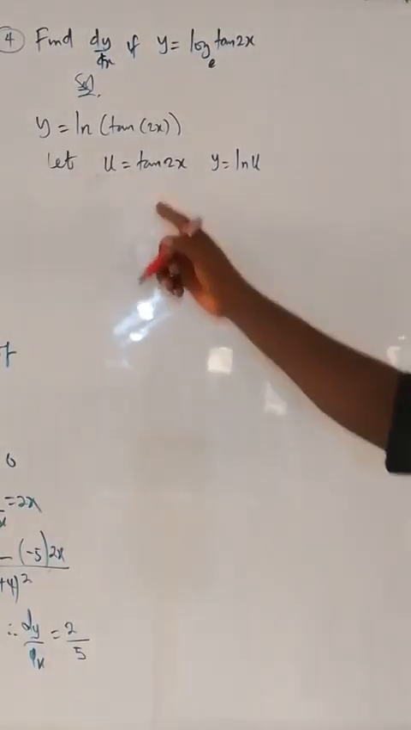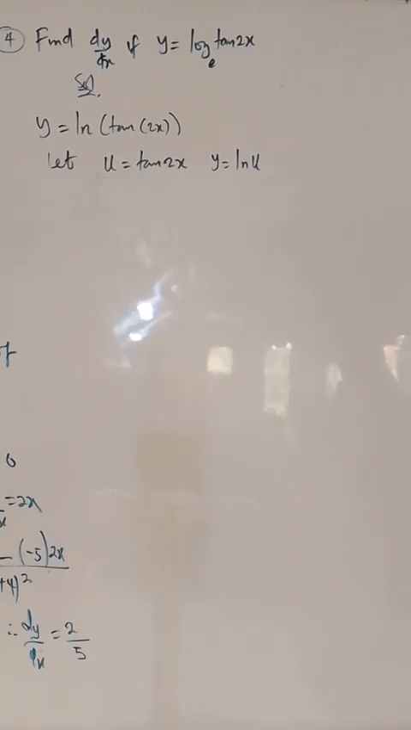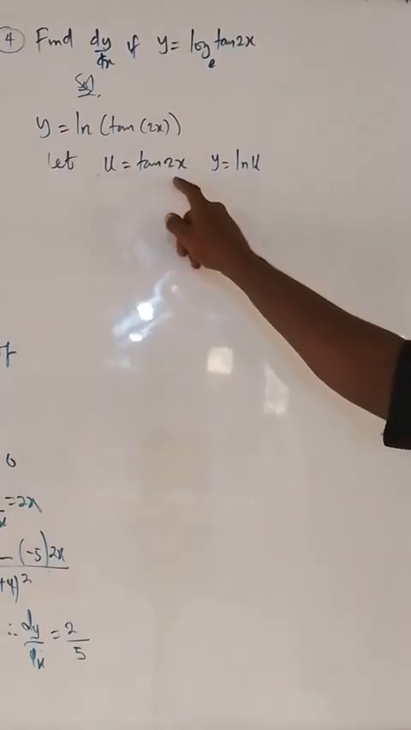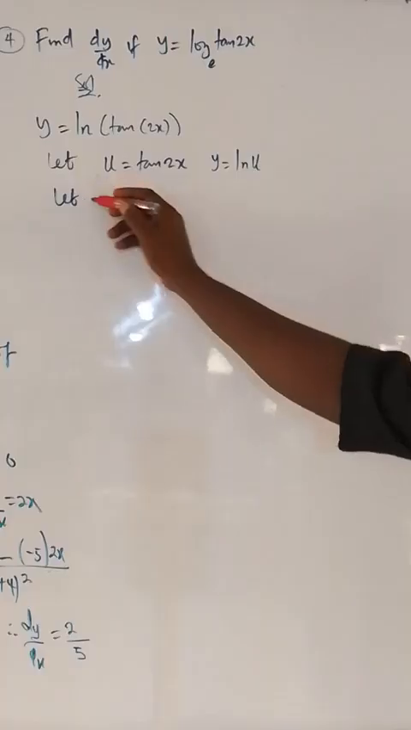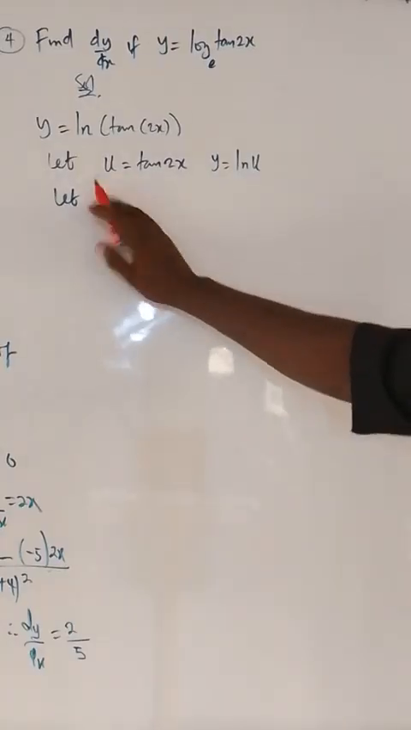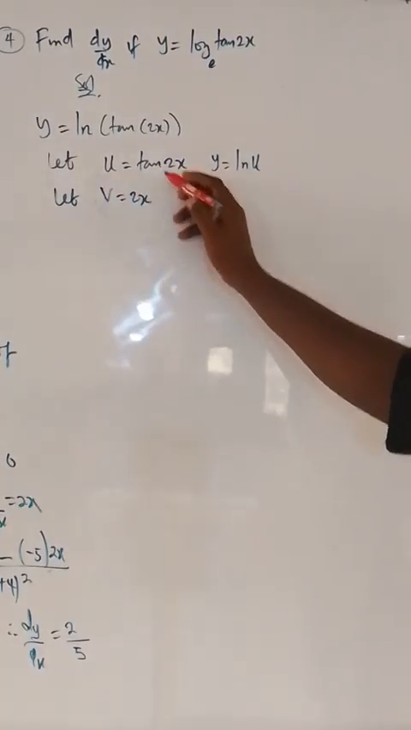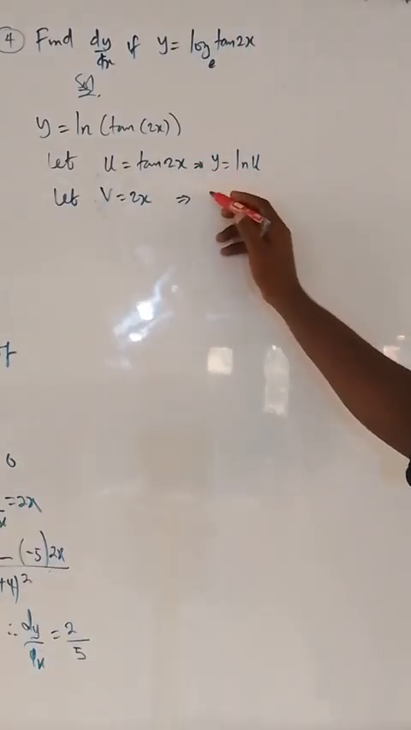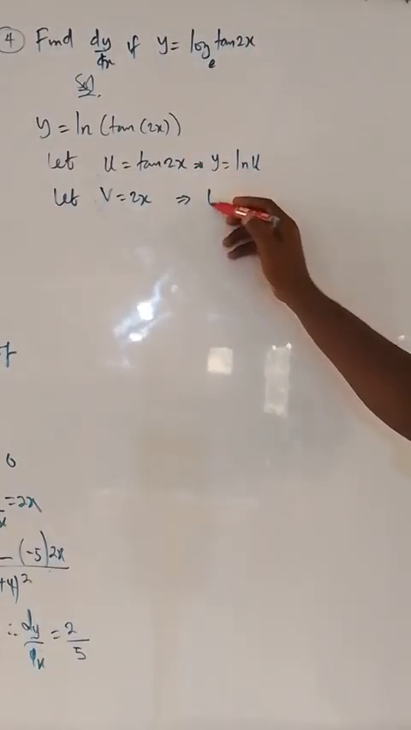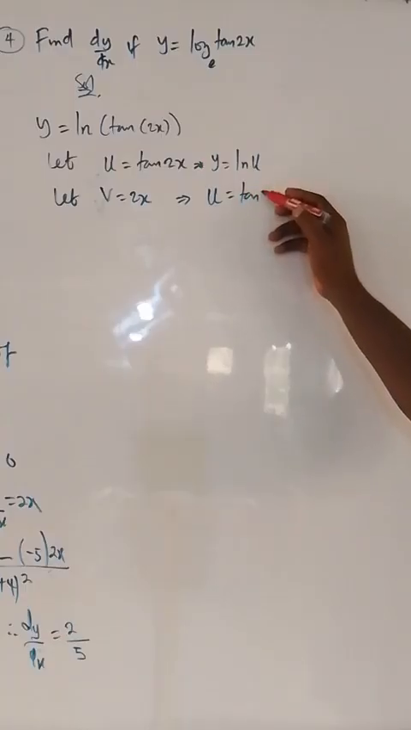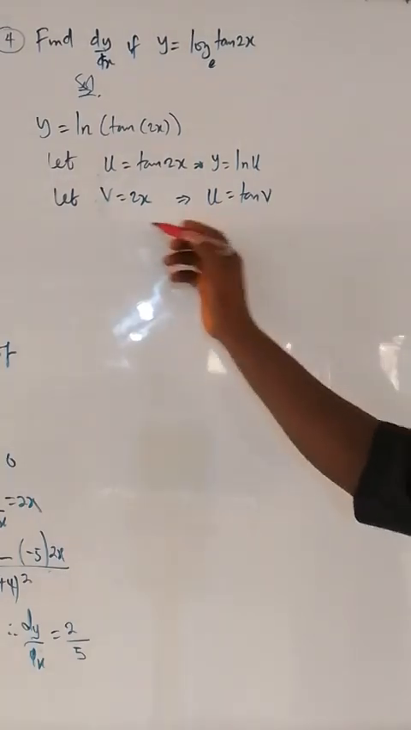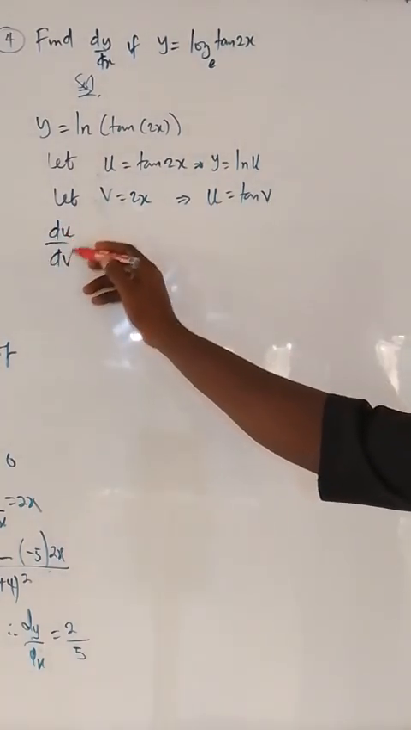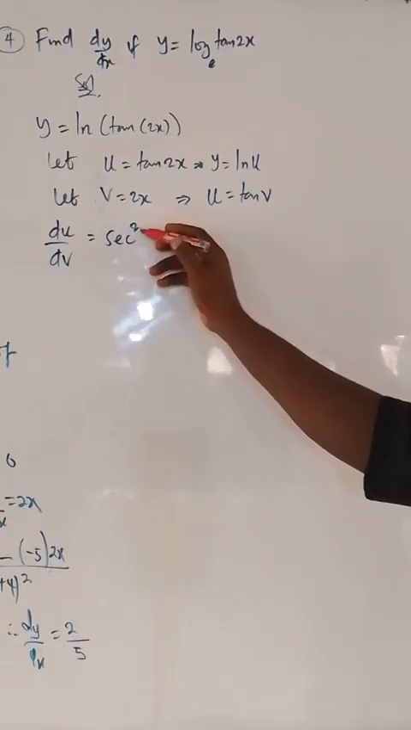Then can we get du/dx? We know that anytime we differentiate tan x with respect to x, it gives us sec squared x. But we do not have tan x, we have tan 2x, so this itself is another function. So here, let v equal 2x. In that case, u equals tan v. So here we can look for du/dv. From here, du/dv equals what? Sec squared v.